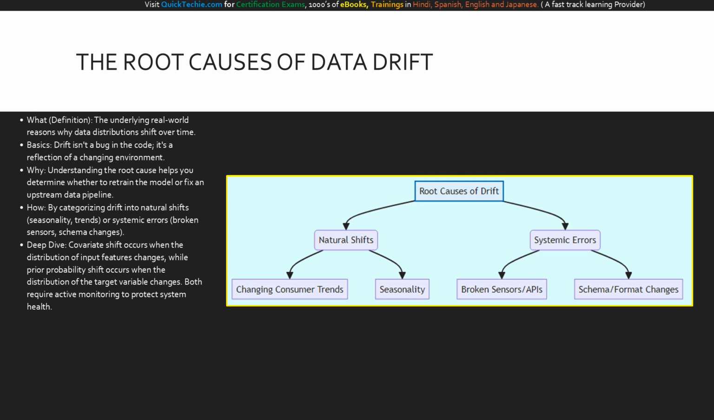Here we break down the root causes of drift. From the top node, we split into two main branches, natural shifts and systemic errors. Under natural shifts, we see things like changing consumer trends or seasonality. These require model retraining. Under systemic errors, we see broken sensors or schema changes. These require data engineering fixes. Understanding which branch of this tree your drift falls under dictates your entire incident response.